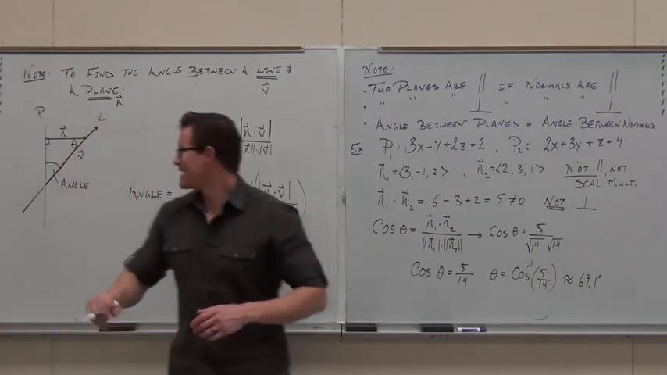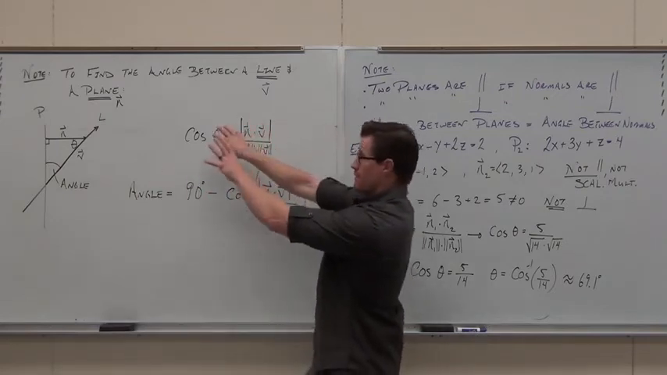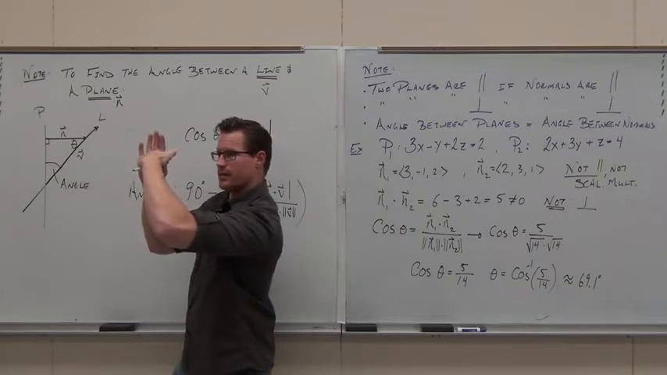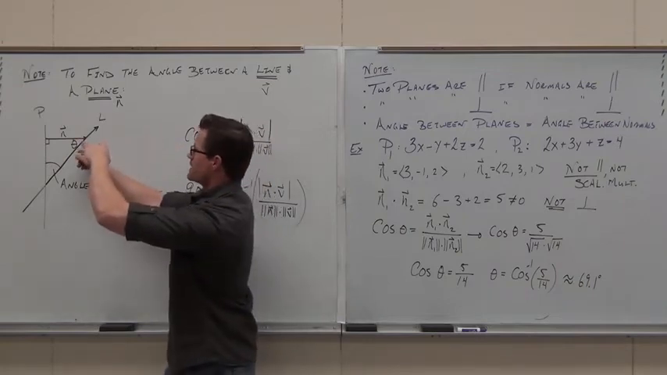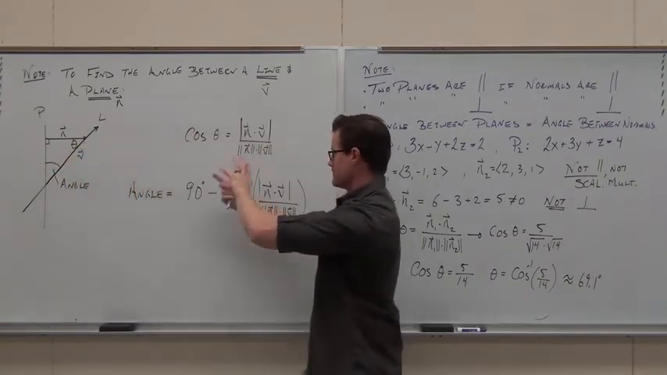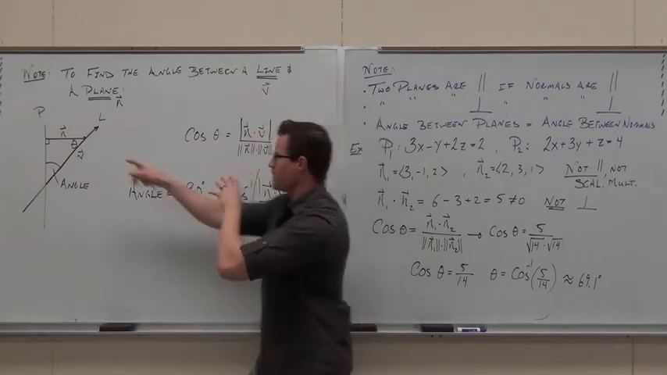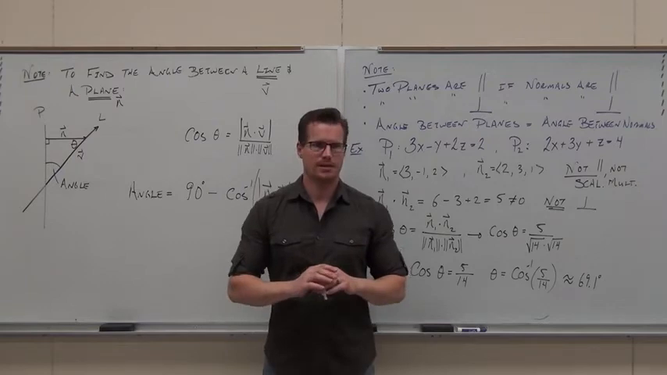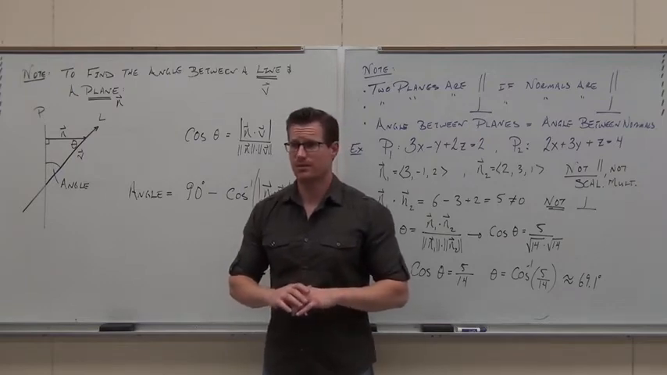The idea is, if you do this, you're going to find the angle between the normal and the line, the direction vector. If I take 90 minus cosine inverse of that scenario, I find that angle, 90 minus that, gives us the angle between the plane and the line. And now if you're okay with that one.